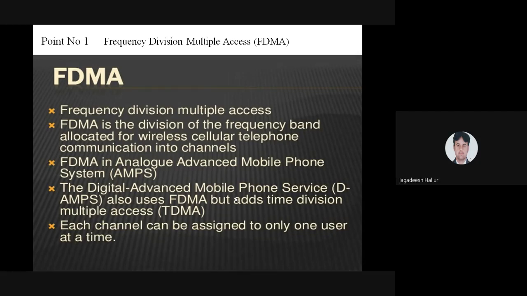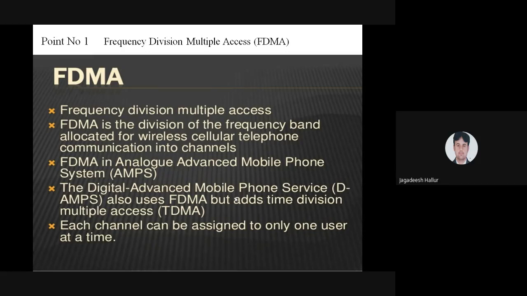FDMA is the division of a frequency band allocated for wireless cellular telephone communication into channels. Previously we used a Nokia set, that is 1G. Only analog signals are present in 1G. A specific channel has to be allocated, and through that specific channel the frequency band is fixed. So that analog signal has to be converted into digital in the second generation, so accessing will increase a little bit.